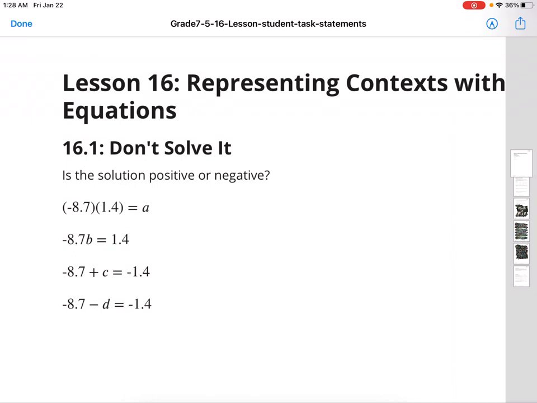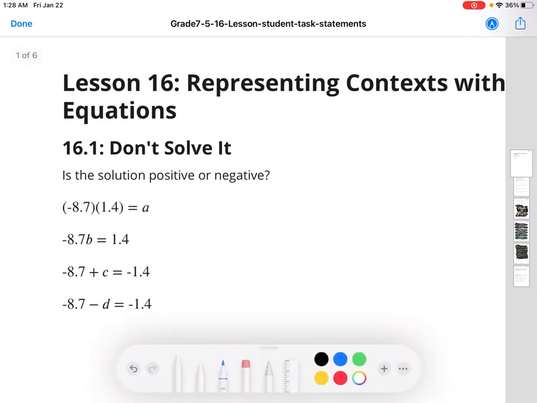So what it means by solution is it's wanting to know if the number that each variable represents is a positive or negative number. So negative 8.7 times 1.4 equals A. So would A be positive or negative? So A would be negative.